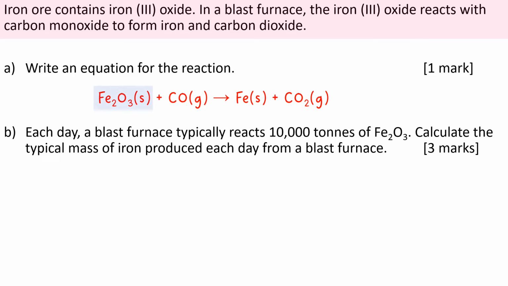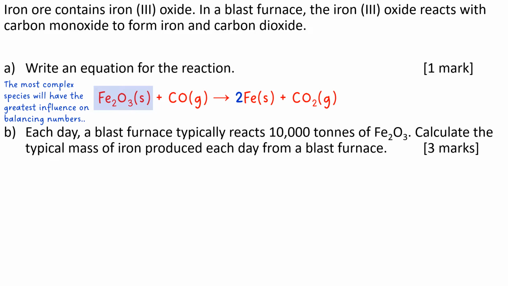So the next thing to do is look at the balancing. Personally what I say to people is to go for the most complex looking formula there, and that will have the most influence elsewhere in terms of balancing numbers. So in this case it's Fe2O3. The first thing we can fix is the iron, because you can clearly see iron on its own is only going to be itself. It's not going to influence anything else. It doesn't carry any oxygens or sulfurs or anything other than just Fe. So that's easy to sort out initially.